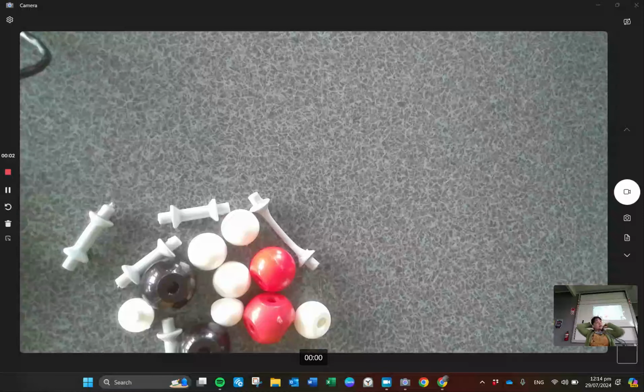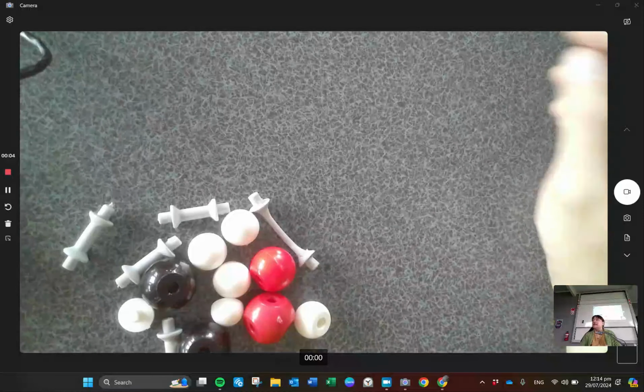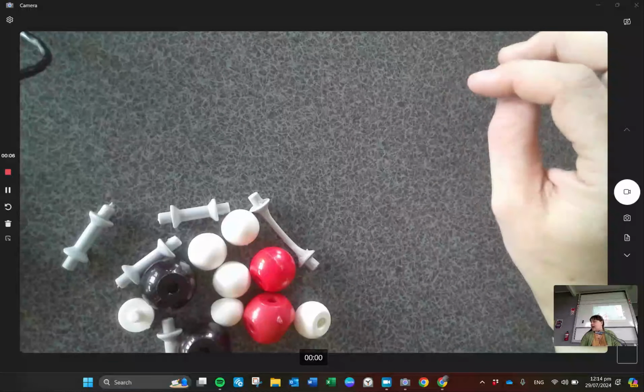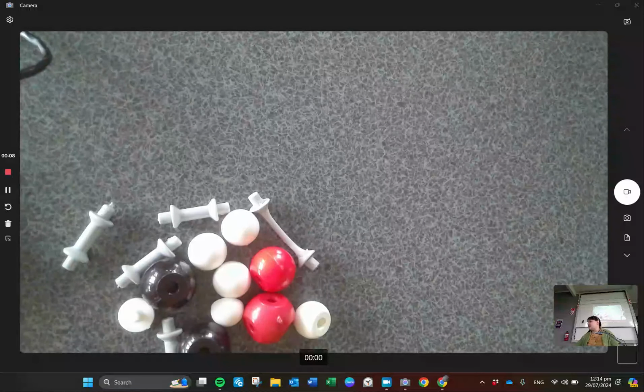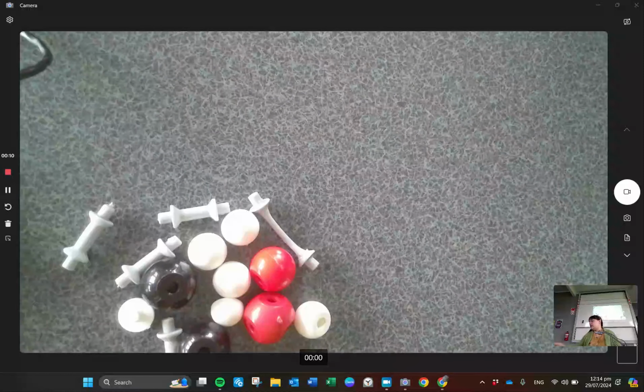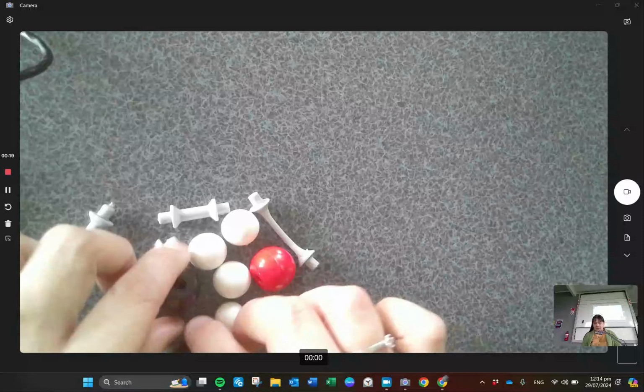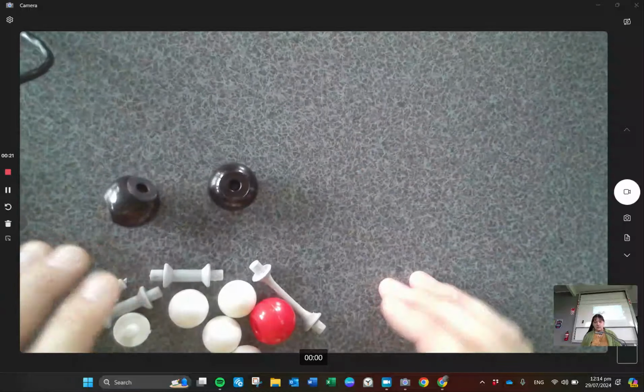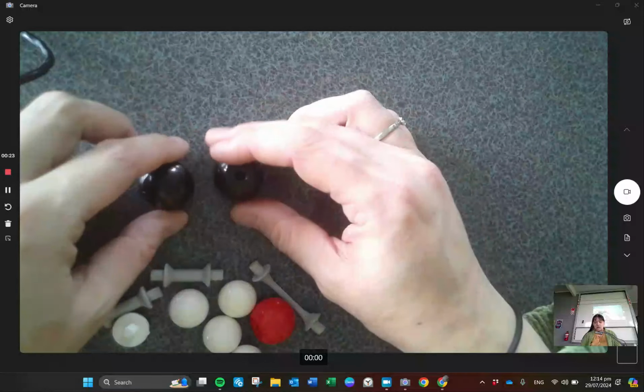All right, so the first thing I want to talk about for today is geometric isomers. It is very unlikely they will ask you a question to explain geometric isomers, but it does still come up in level 3 in the flow chart, which is why I want to cover it. So first thing I need you guys to just keep in mind, these black balls, spheres, are carbon.